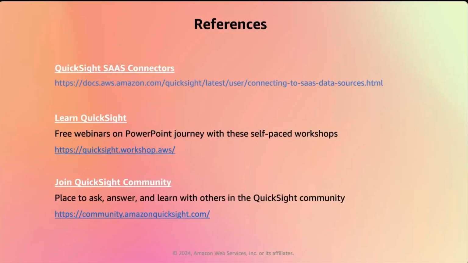Additionally, we also have some references here. So this is our first reference, which is the QuickSight SaaS connectors. And such as we've seen in today's demo for Jira Atlassian, we can also connect to other SaaS data sources as well. Additionally, for our second reference, we have the Learn QuickSight reference. And this is to allow you to get more hands-on practice with utilizing the various features of Amazon Q and QuickSight, and also QuickSight in general.